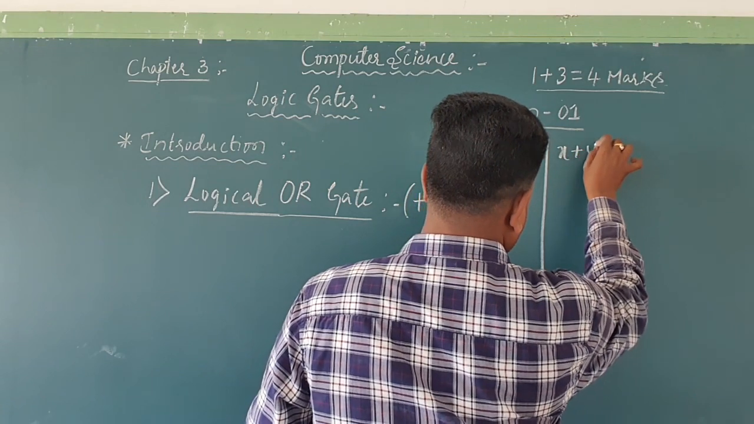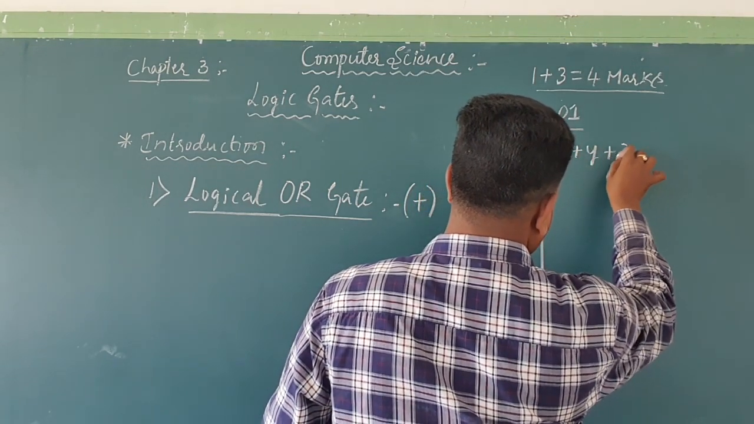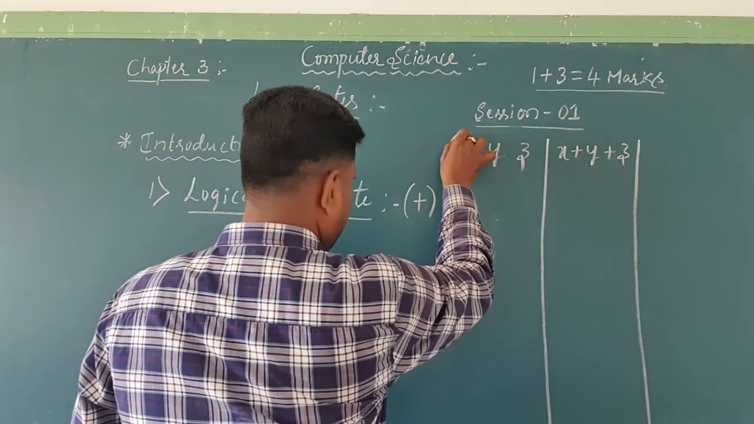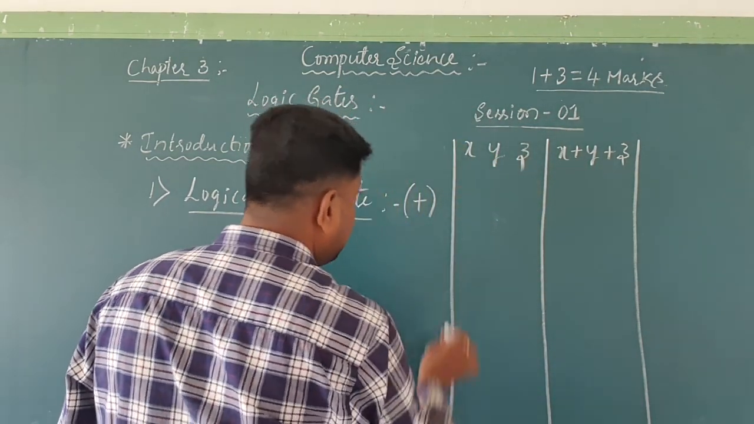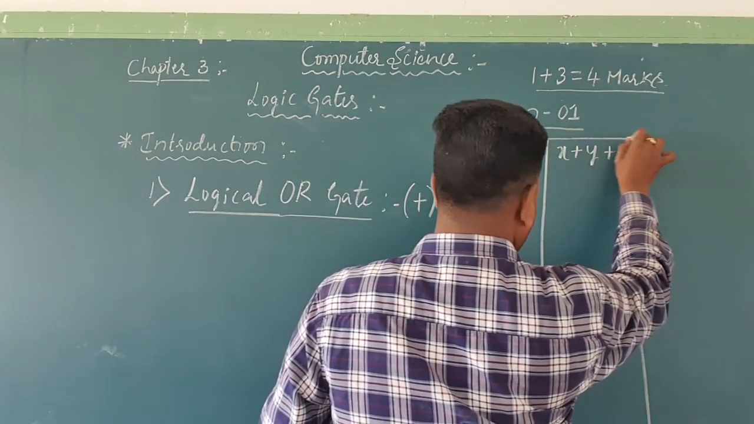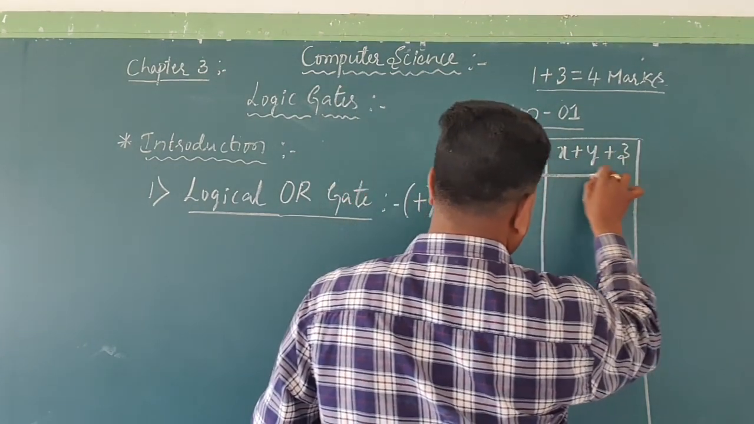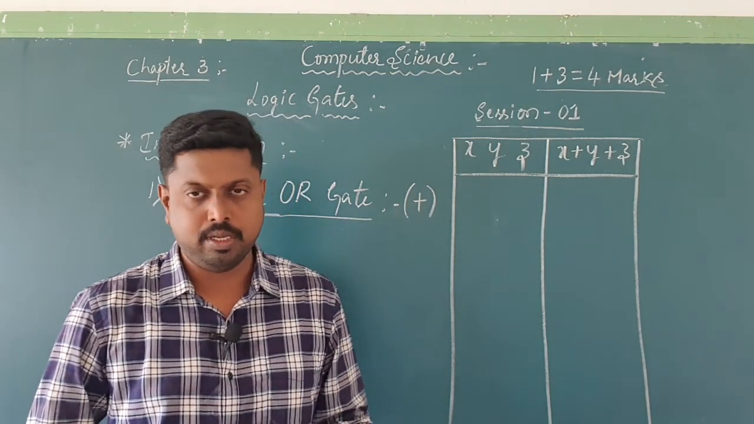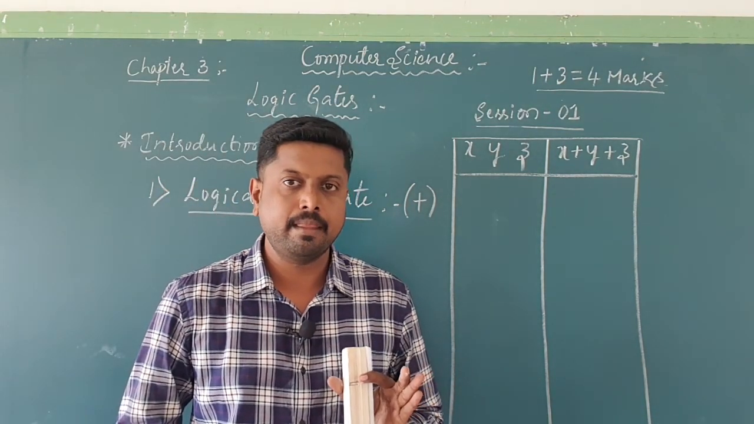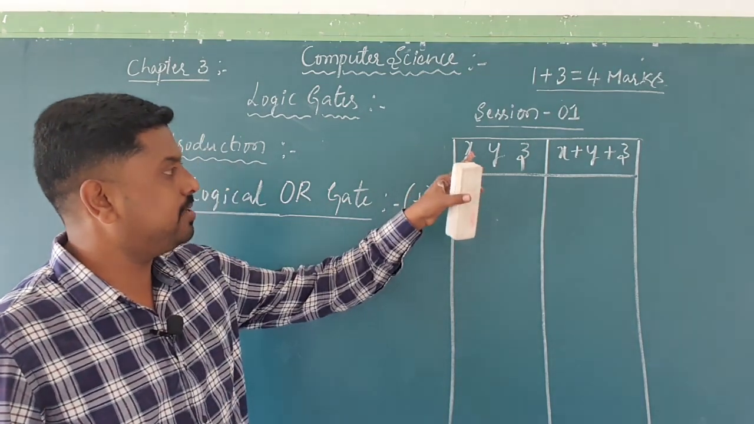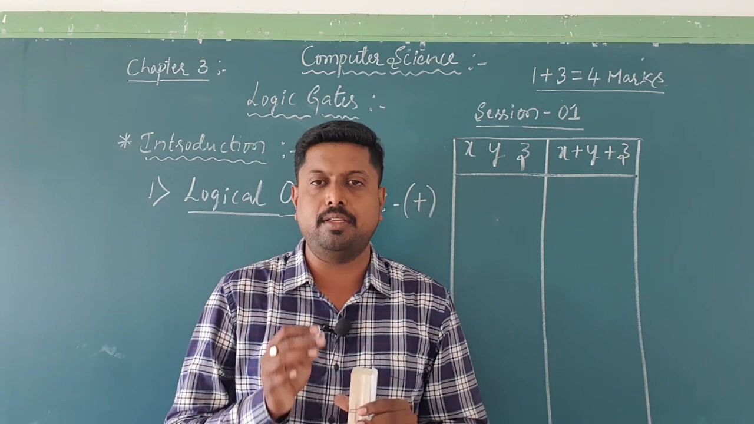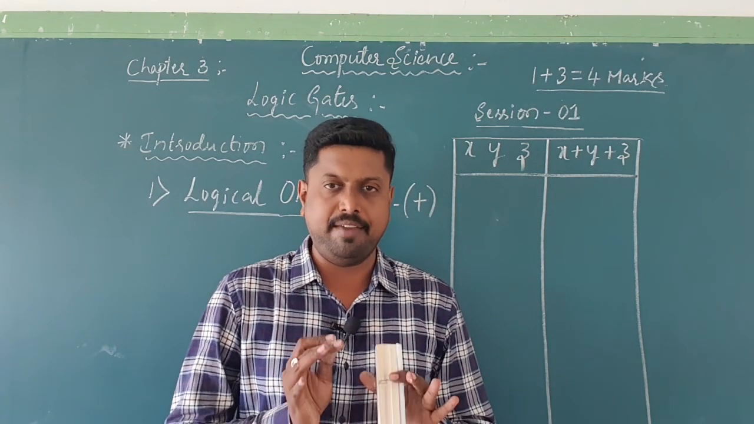X plus Y plus Z will be the output. How to write the 3-digit input combination? First we have to consider that. See dear students, first I will write the 3 inputs for this truth table. So X, Y, Z are the 3 inputs. So all combinations of zeros and ones for the 3 digits I will write.